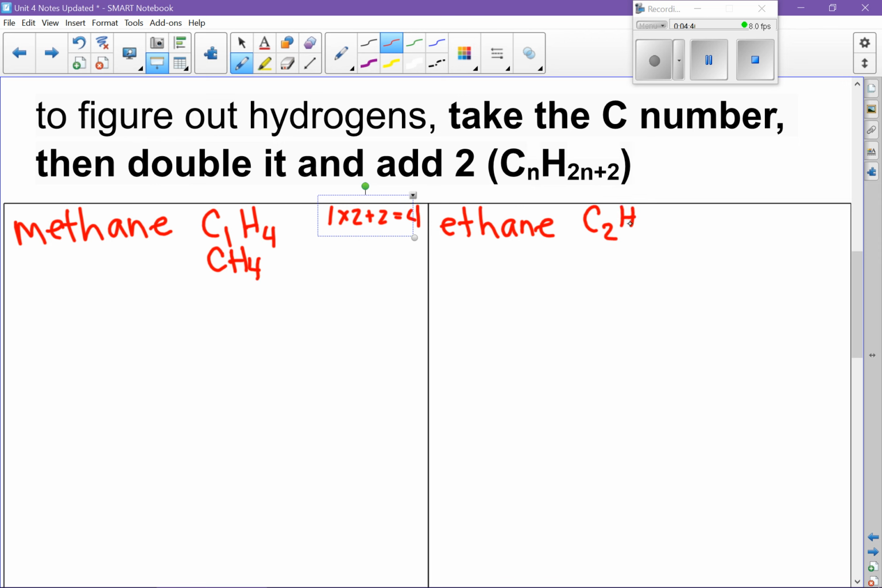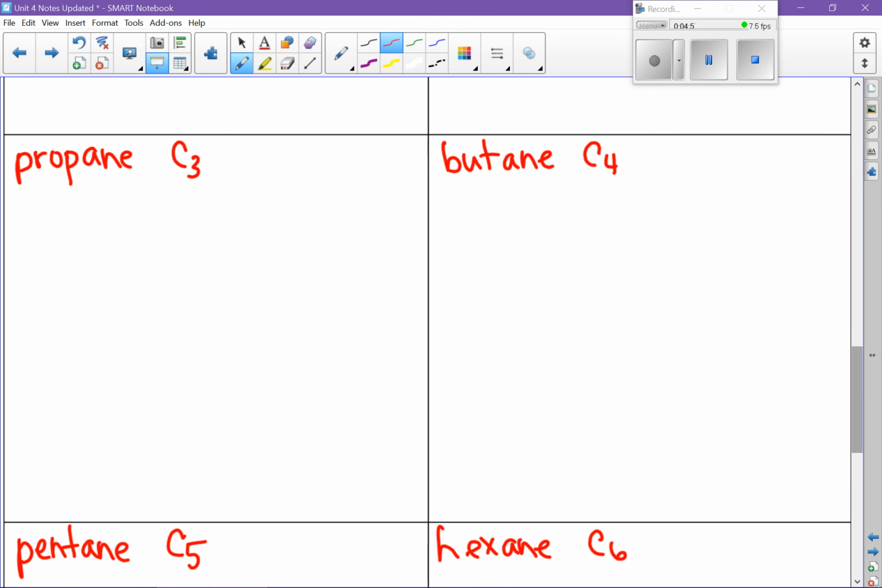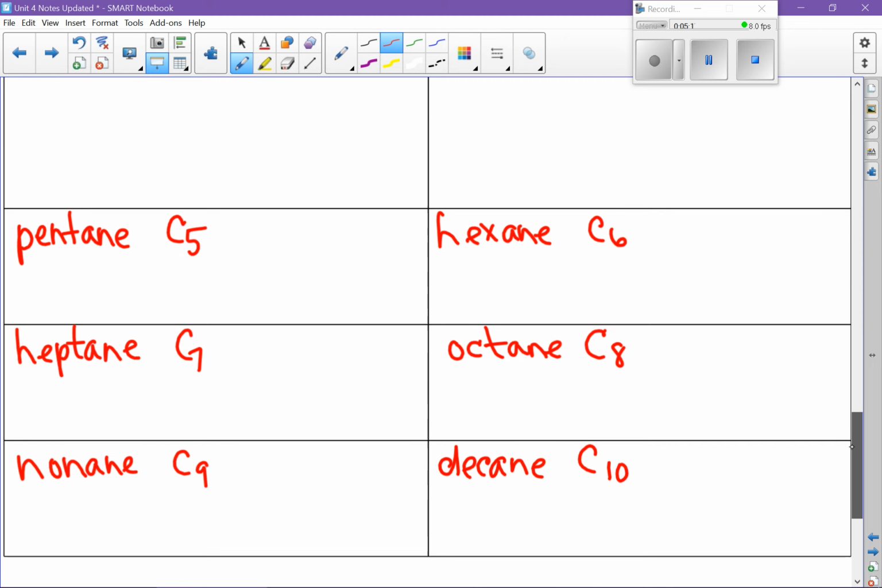Alright, for ethane, I have 2 carbons times 2 plus 2 is 6. So the formula for ethane is C2H6. Propane, to figure out the hydrogens, take the 3 times 2 plus 2, is 8. C3H8. Butane, take the 4 times 2 plus 2, 10. So C4H10.